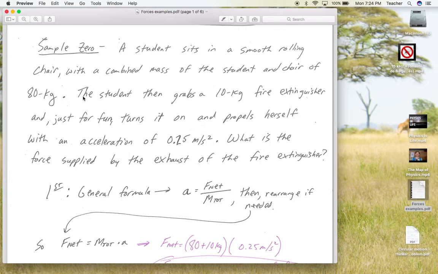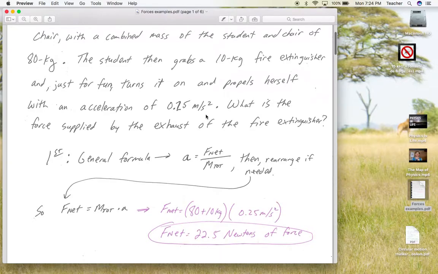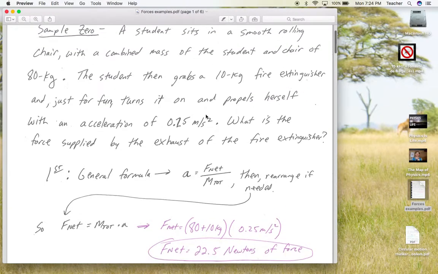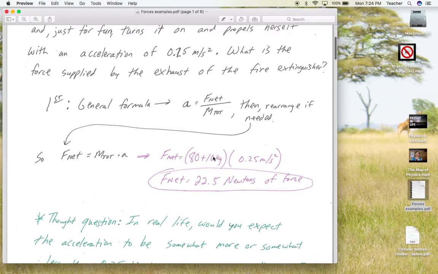So the first question here, example 0: a student is sitting on a smooth rolling chair. That implies no friction. The combined mass of the student and the chair is 80 kilograms. The student then grabs a 10 kilogram fire extinguisher and turns it on, propelling herself with an acceleration of 0.25 meters per second squared. What's the force provided by the exhaust from the fire extinguisher? If we look at this, the total mass is 90 kilograms, because the extinguisher is at least initially 10 kilograms and the chair and person is 70.